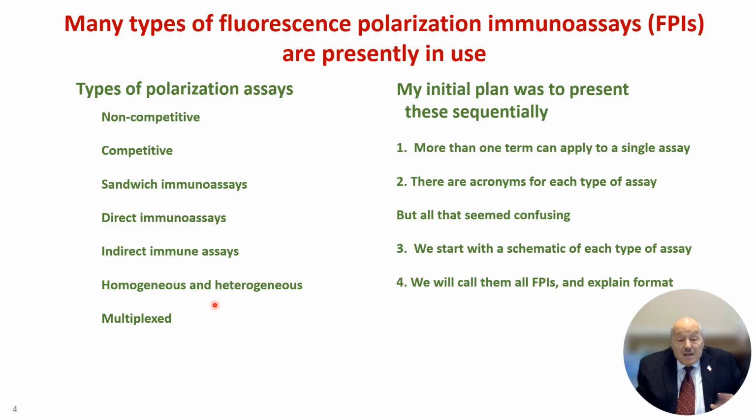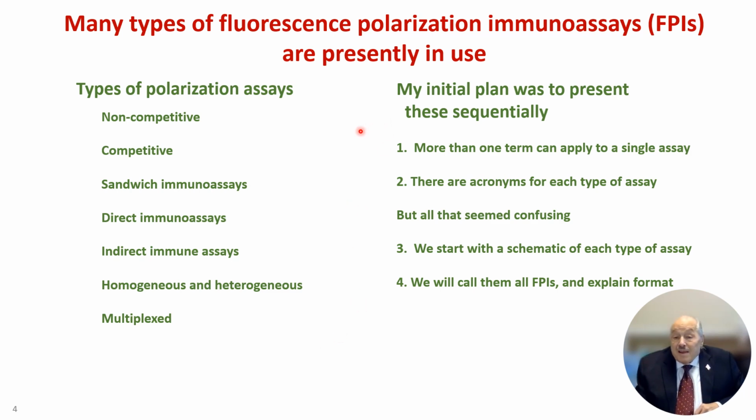Homogeneous immunoassays refers to an assay that's done in three-dimensional solution. Heterogeneous would be an assay that's done on some type of surface where one of the reagents is bound to the surface. And then there's multiplexed immunoassays where you would use different colors.